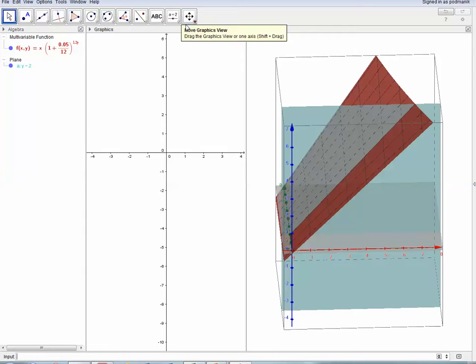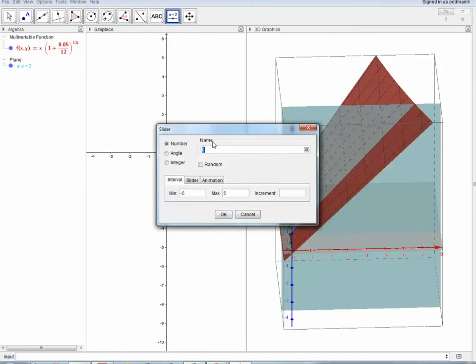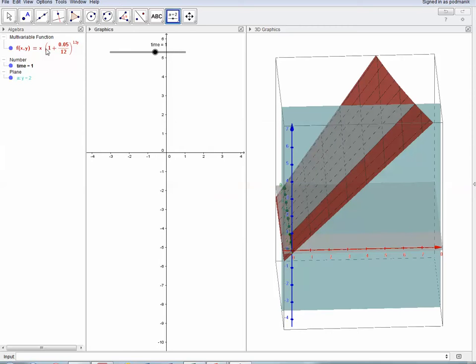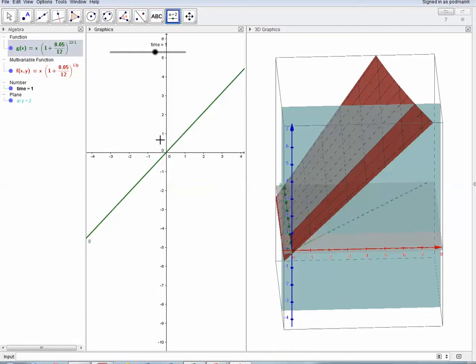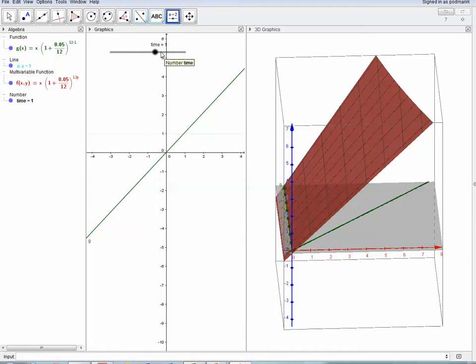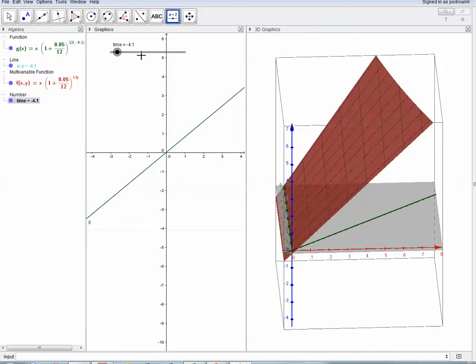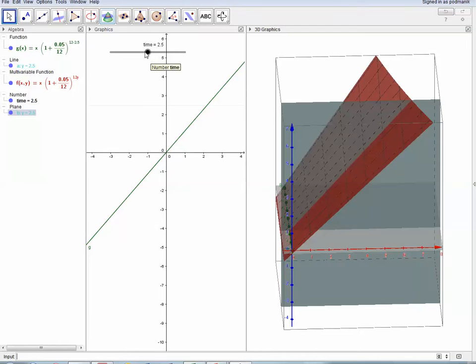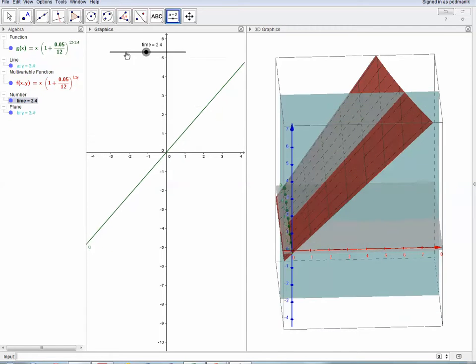Let me put in a scroll bar, or a slider, and I'm going to call this time. And what I will come over here and do is now plot the function f of x comma time. What that's going to do is create the line corresponding to a fixed time period that I have here. And I'm also going to change this to be time so I can control that. Whoops. That's not exactly what I wanted. Okay, so now I can actually control the fixed value of time.